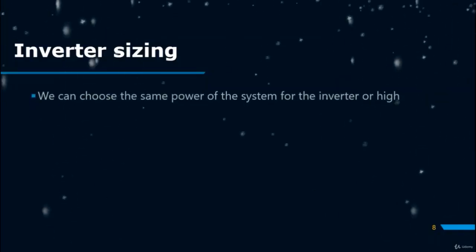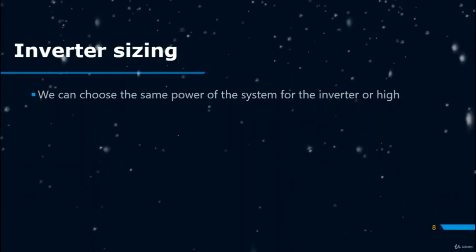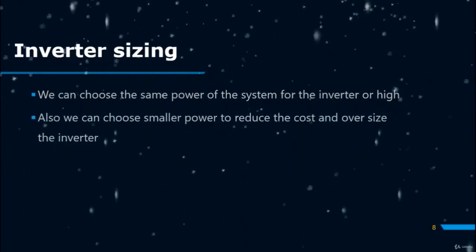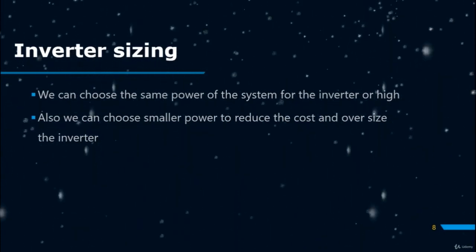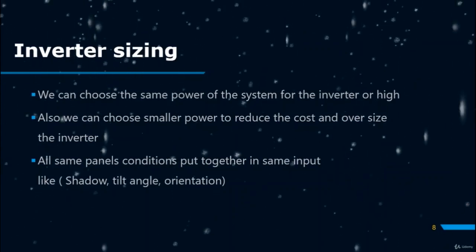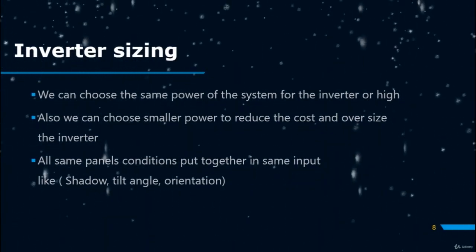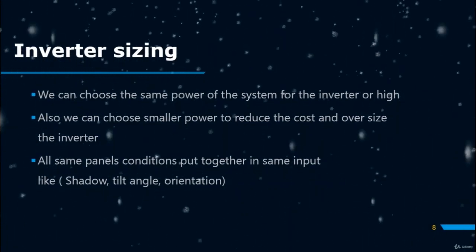Inverter sizing. We can choose the same power of the system for the inverter or higher. Also, we can choose a smaller power for the inverter to reduce the cost and oversize the inverter according to its datasheet. Put all panels with the same conditions together in the same input. Conditions like shadow, tilt angle, and orientation. This is a very important point to consider in the design.